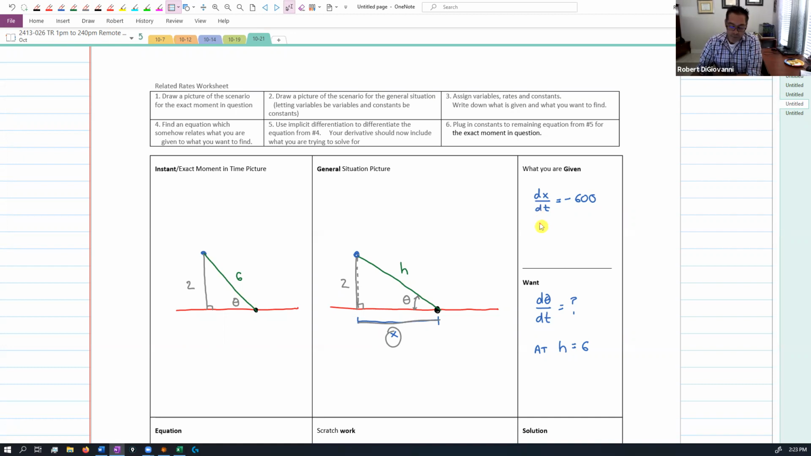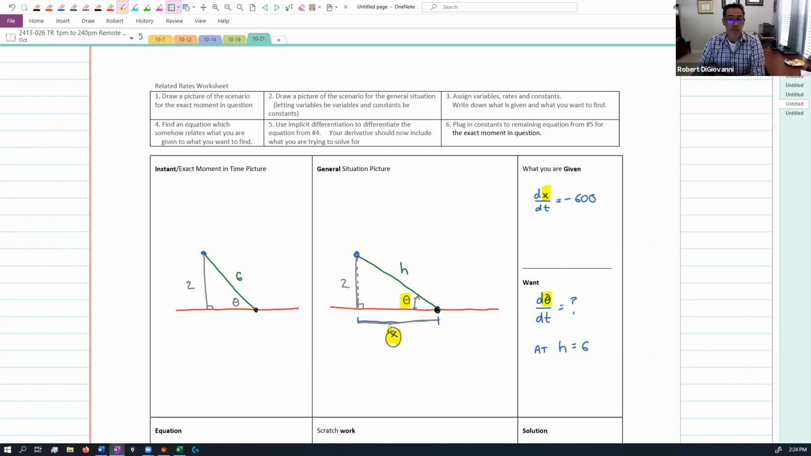So here, dx dt is 600. That's the speed of the plane. That's how fast x is changing. d theta dt is what I want, and I want it at the moment that h is 6. So now I need to somehow connect, and this is important, x to theta. I need to connect this to this. Would it be the cosine definition? Yeah, so I have a lot of options.